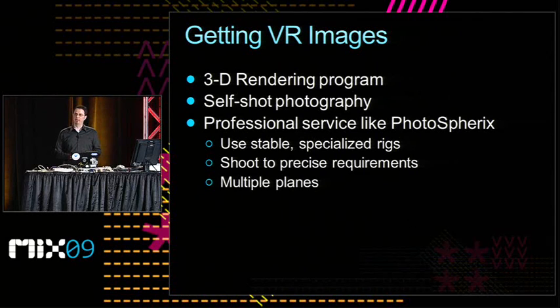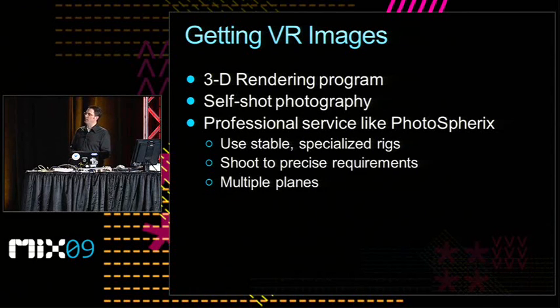And then they also have the capability of doing multiple planes. When you're using a professional service, they use a special rig that has a large C shape on it that the camera rides on up and around your object. That's what keeps it stable and keeps your images lined up the way you need them to be. Obviously, there's a cost there. They don't give the images away for free.